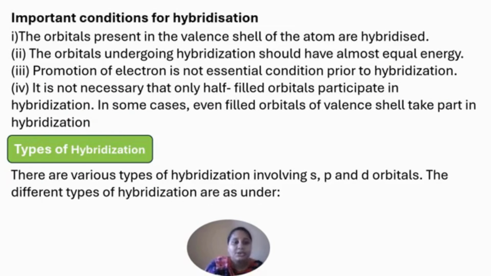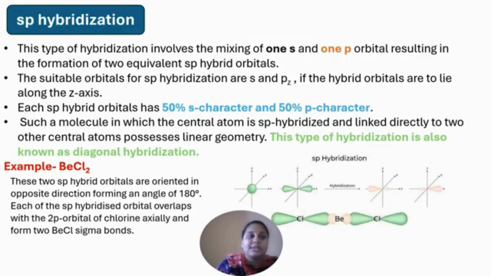The basic conditions of hybridization: the orbitals present in the valence shell of an atom are hybridized, and the orbitals which undergo hybridization have equal energy. The promotion of electron is not an essential condition prior to hybridization, and it is not necessary that only half-filled orbitals participate in the hybridization. In some cases, even fully filled orbitals also take part in the hybridization. So the types of hybridization are based on s, p, d and f orbitals.